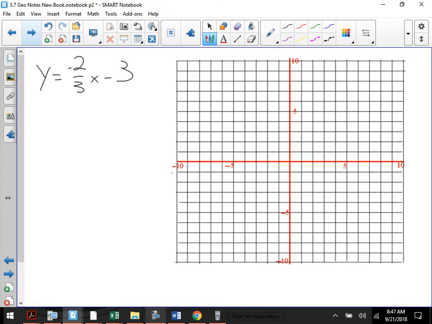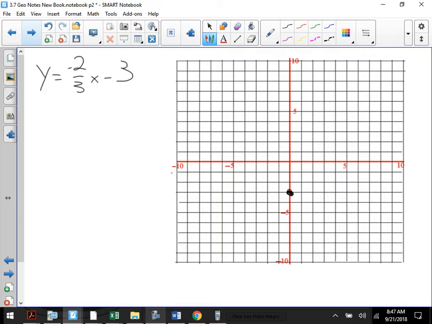Negative 3. Remember, always grab the sign that's in front of it, whether it's a positive or a negative. So you would start at negative 3. So you go to the intersection of the origin, go down to negative 3, make a dot. What's your slope?